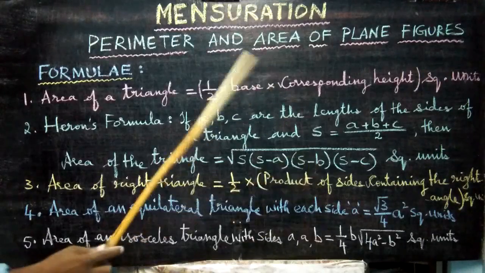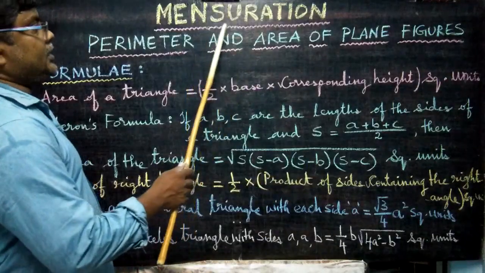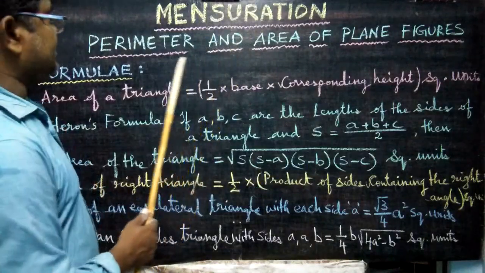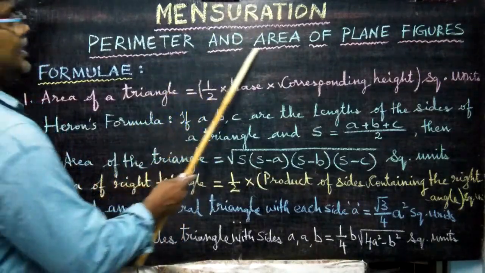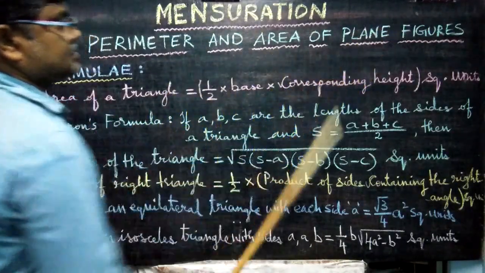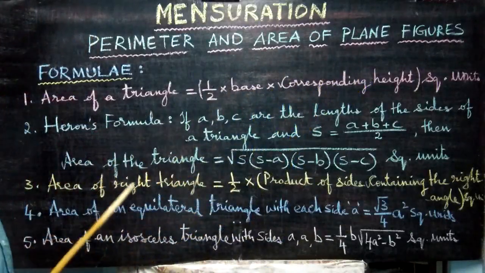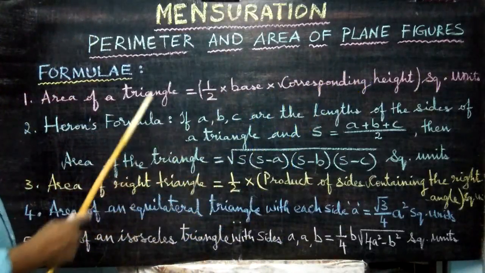Hi students, today we are going to start a new unit, mensuration. The chapter name is perimeter and area of plane figures. We are going to do problems on triangles.